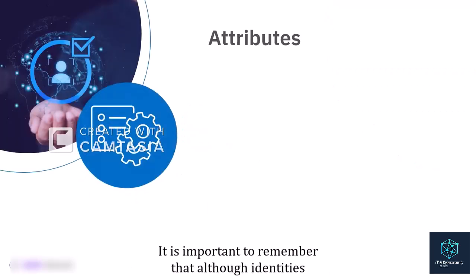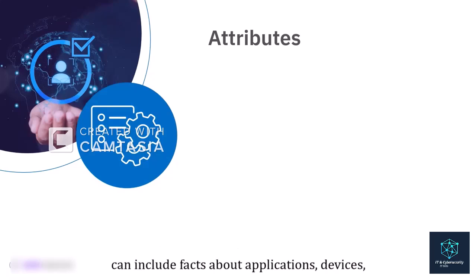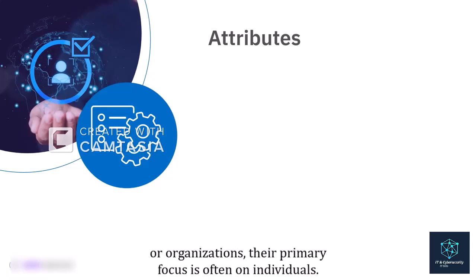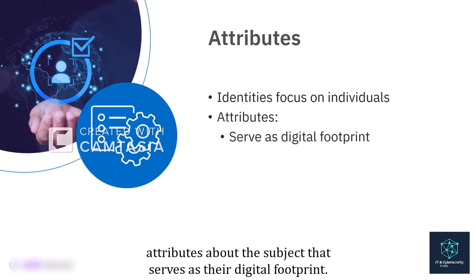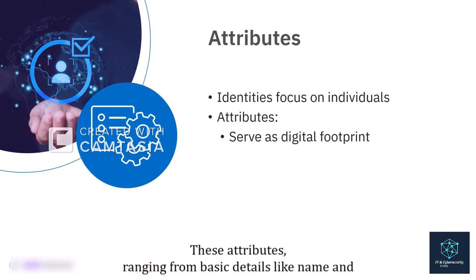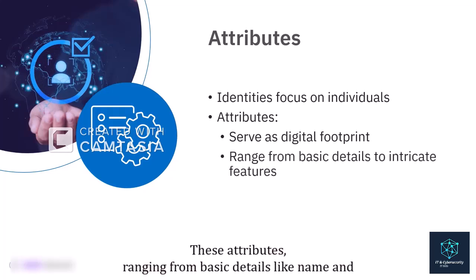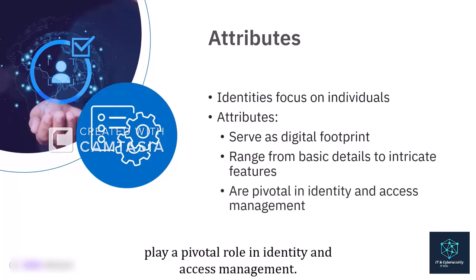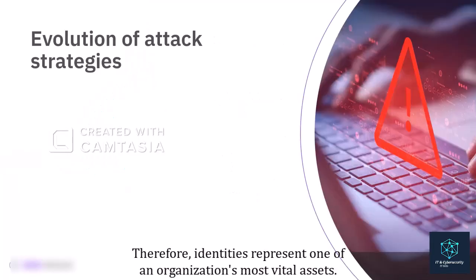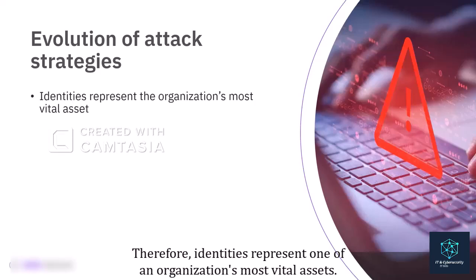It is important to remember that although identities can include facts about applications, devices, or organizations, their primary focus is often on individuals. These identities interconnect with important information or attributes about the subject that serves as their digital footprint. These attributes, ranging from basic details like name and age to more intricate features like hair color and height, play a pivotal role in identity and access management. Therefore, identities represent one of an organization's most vital assets.